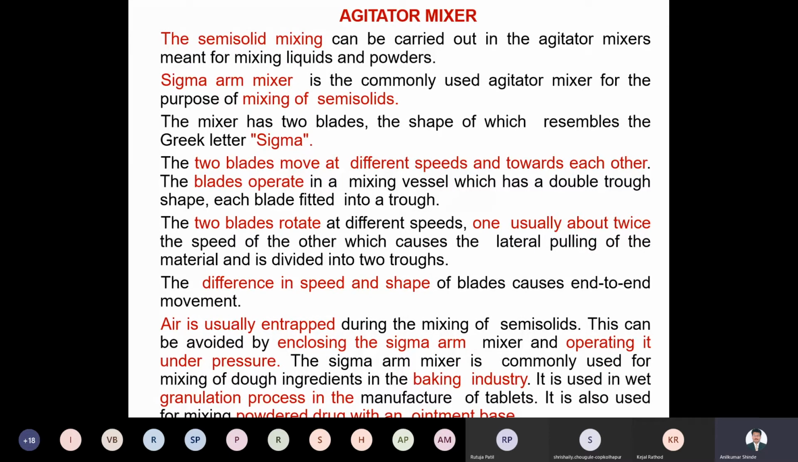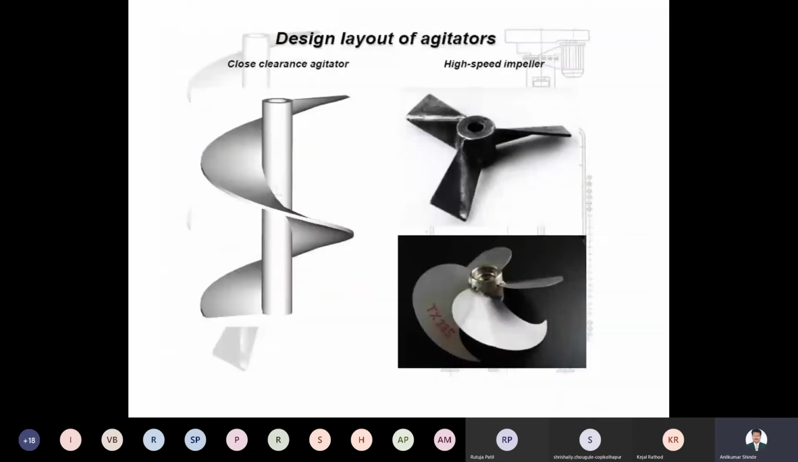And then this mass we can put into the different molds and prepare the different types of baking products, right, which are used for that, and also you can use it for granulation. Then these are the designing of the layout. This is the agitator, right? These are sigma type agitators, or screw type agitators, right?